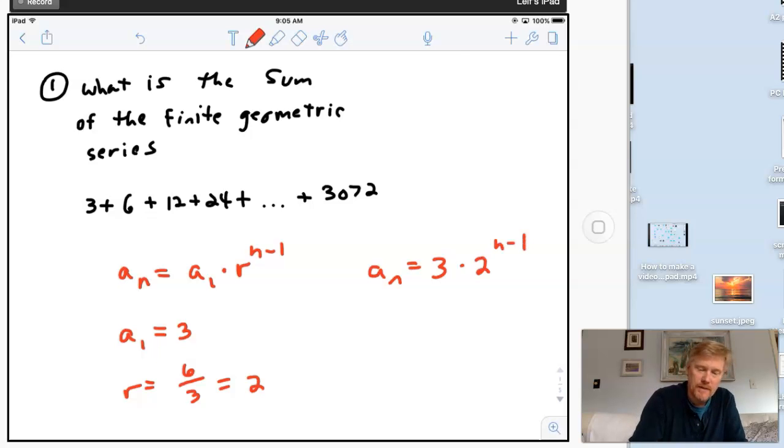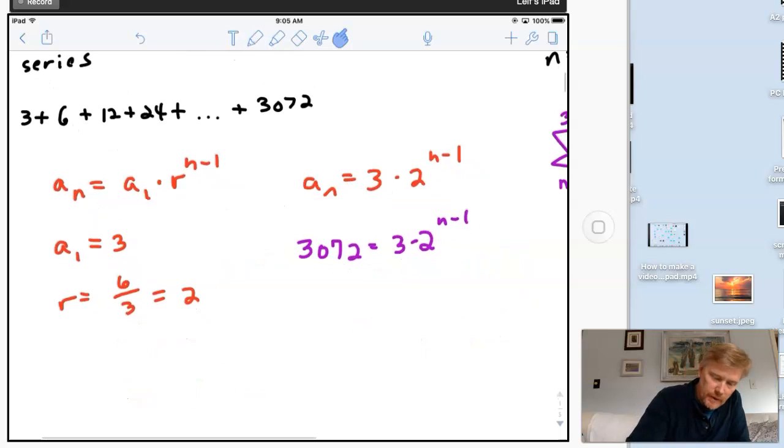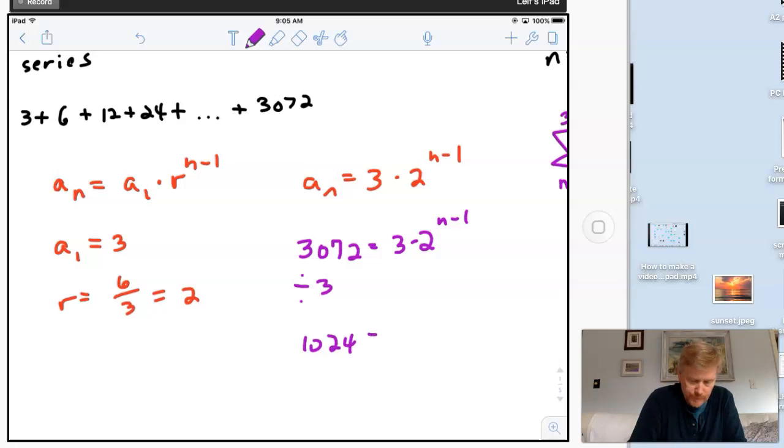All right, now next, I want to know which number 3072 is. So I'm going to plug 3072 in for A of n, 3 times 2 to the n minus 1, and try to solve this, okay? So if I divide by 3, I will get 1024.